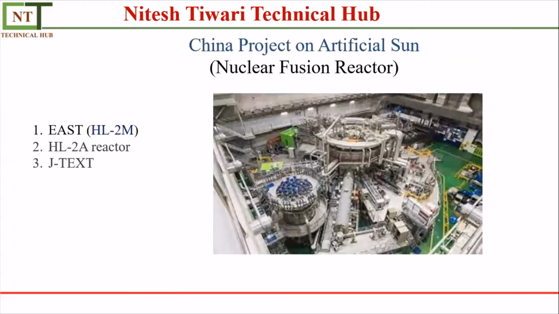Speaking of China's artificial sun project, EAST is not the only project in China working on nuclear fusion reactors. Three more projects are there: the HL-2M, the HL-2A reactor, and J-TEXT. These three projects are also working in China. The Experimental Advanced Superconducting Tokamak is an advanced nuclear fusion experimental research device located at the Institute of Plasma Physics of the Chinese Academy of Sciences.